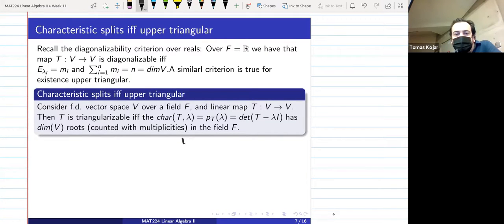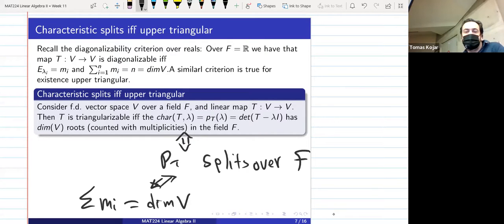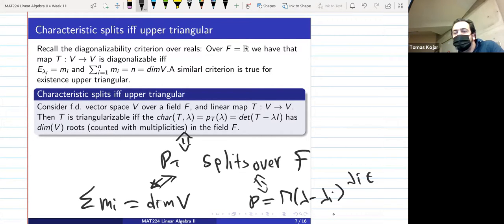So let me write this in different ways. You will also see the language P_T splits over F. And you will also see the one I just wrote, the summation of m_i is equal to dim V. And they're just telling you that, let me write another way, this is P of lambda_i, where lambda_i is in F. These are all the same. So you can move around local stuff.